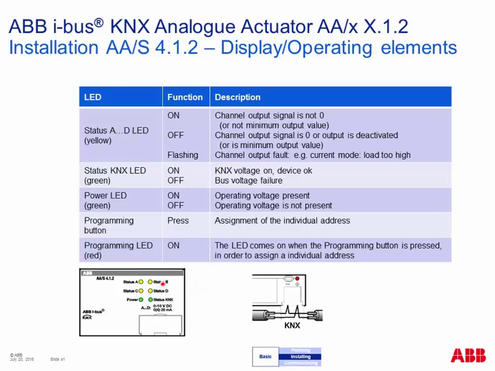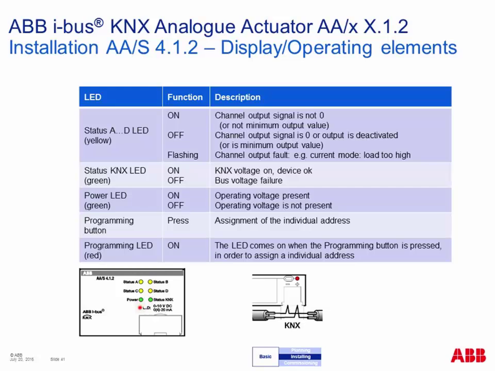On the analog actuator, we have four LEDs, one for each single output. So we have the status LED of output A, B, C, and D. The LED is off when, for example, the output is off, really 0 volt or 0 milliamps at our output, and when it's greater than zero, the LED is on. And when the LED flashes, then maybe there is a failure. Then we have overload. The load is too high on one output.